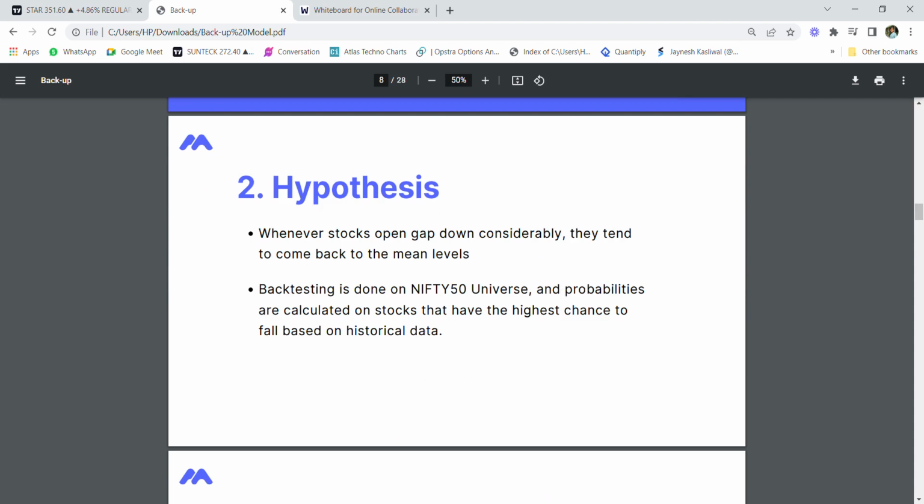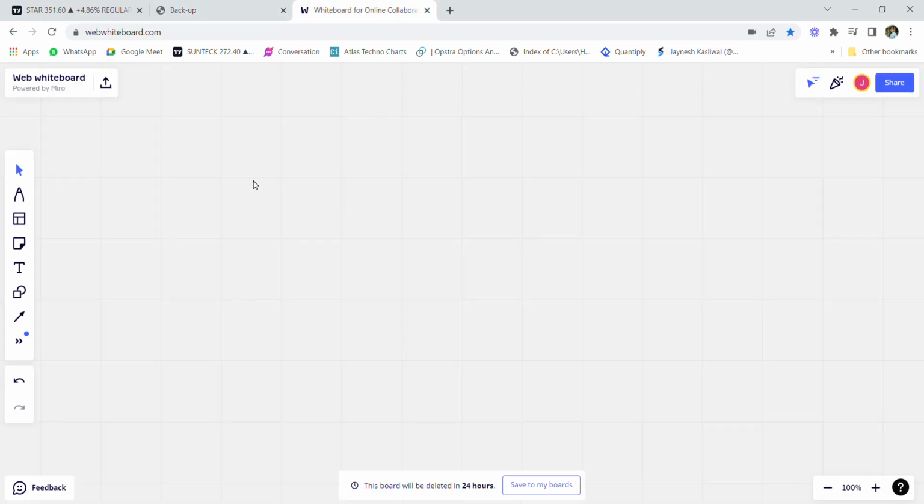Whenever a stock opens gap down considerably, it will tend to come back to the mean levels. That is the first thing. Backtesting: here we have done the backtesting on the Nifty 50 universe, as the probabilities are calculated on the stocks that have the highest chance based on historical data. Let's say there are 10 stocks opening gap down. Not all of them will have the tendency to come back to the moving averages, right? So the stocks with the highest tendency are captured and given as a trade recommendation in the Telegram channel.